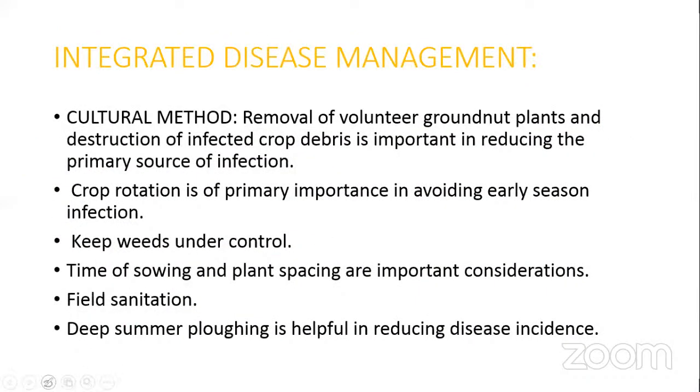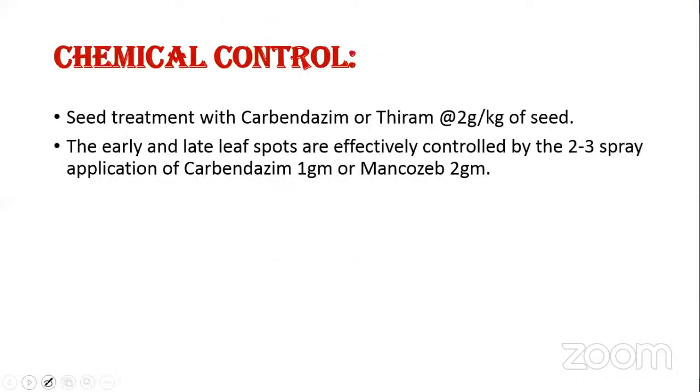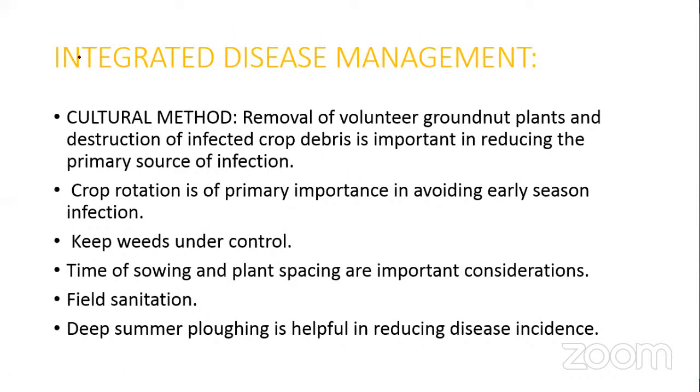Okay, so coming to integrated disease management. We have studied the diseases of groundnut. So what are all the practices we can follow to check the disease infection? You should start from the basic to advanced, and whatever the BC ratio you can have should be followed. So the cultural method first.